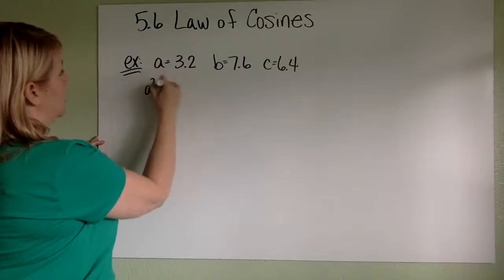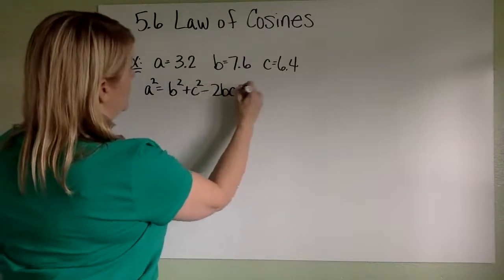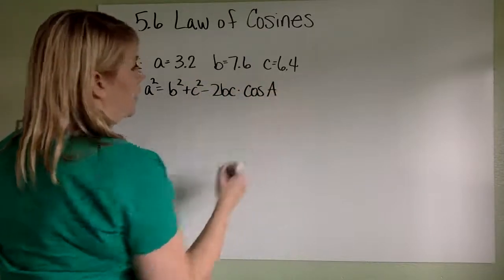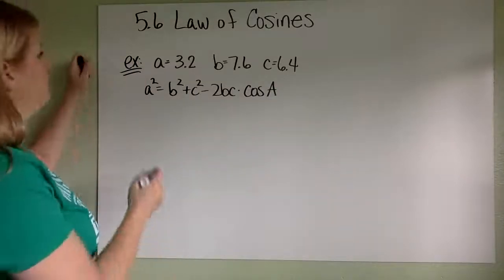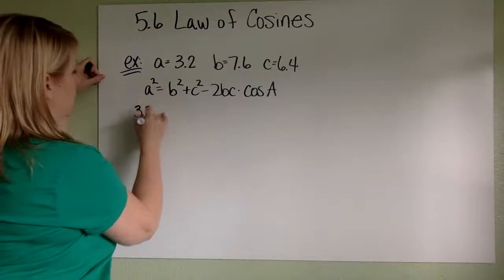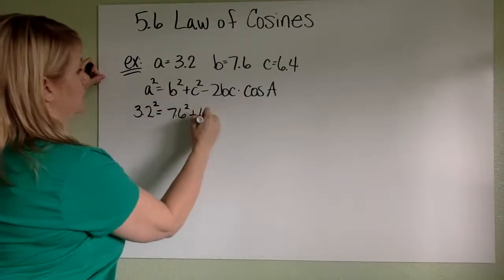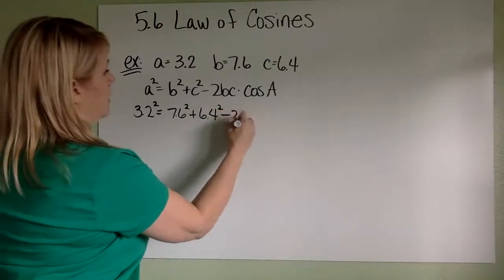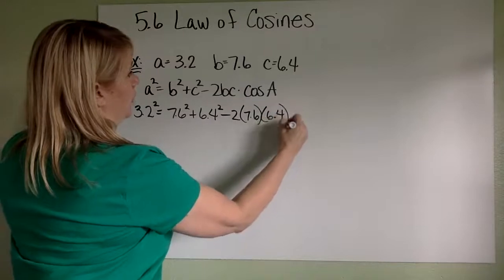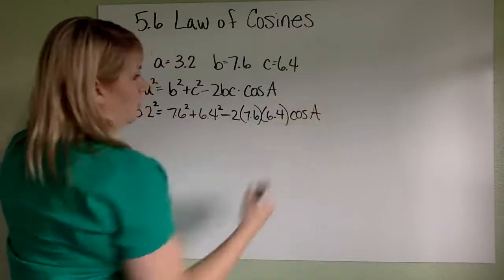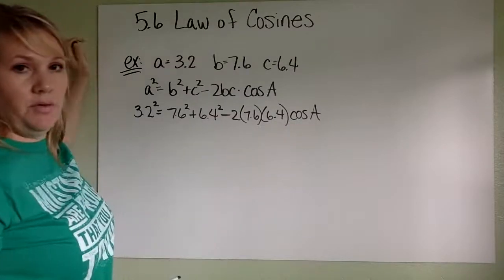So A squared equals B squared plus C squared minus 2BC times the cosine of angle A. That's the one we're going to use since we're solving for angle A. So if I plug everything in, I get 3.2 squared equals 7.6 squared plus 6.4 squared minus 2 times 7.6 times 6.4 times the cosine of angle A. And again, that's what we're looking for, the value of angle A.